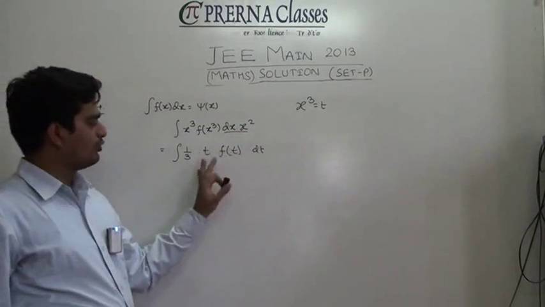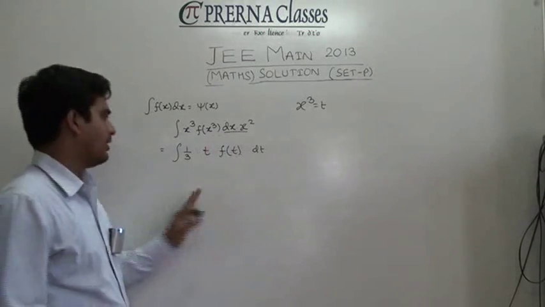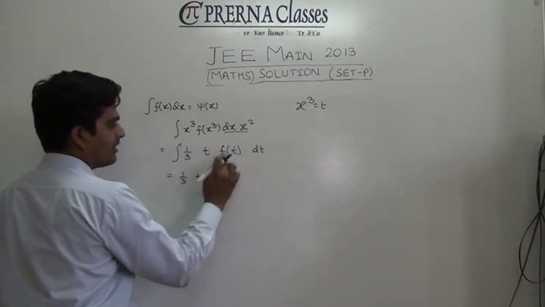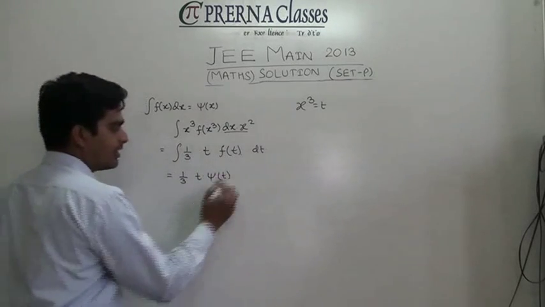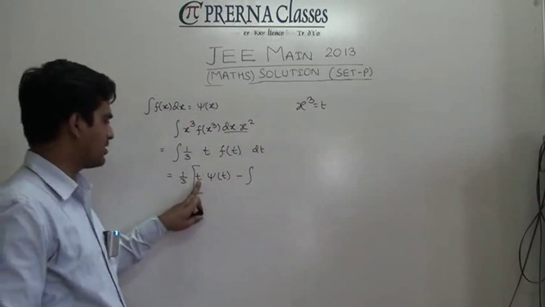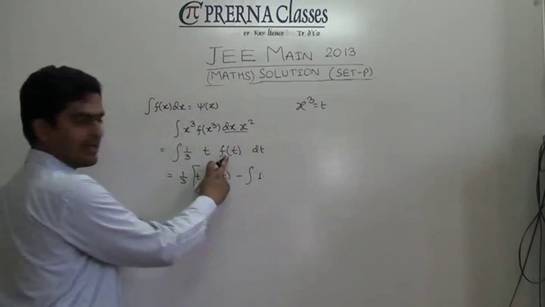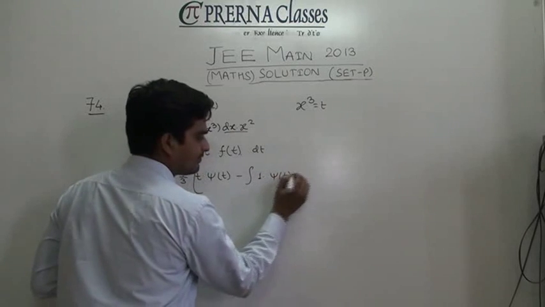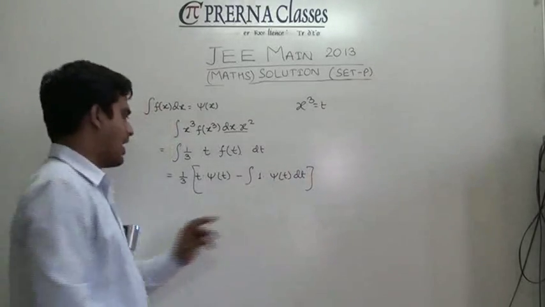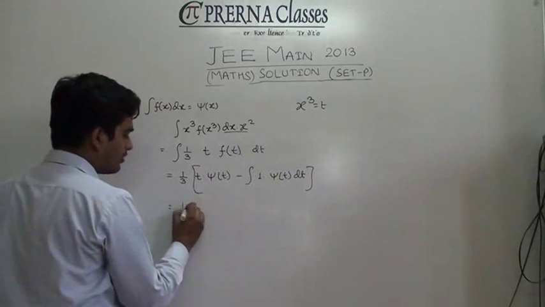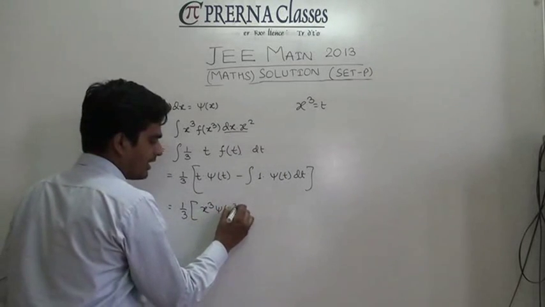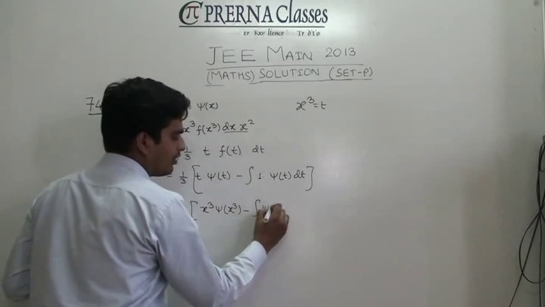After that, it's a product of two functions, one of which is algebraic, and it is t. So using integration by parts, taking this as the first term, you can write the result as t times the integral of ft, which is psi of t, minus the derivative of t, which gives 1, times the integral of that f, which is psi t, d of t. This is what you are left with, and since we have taken this as a substitution, all you need to do is substitute t as x cube. If you do that, you end up getting the answer as the third option.